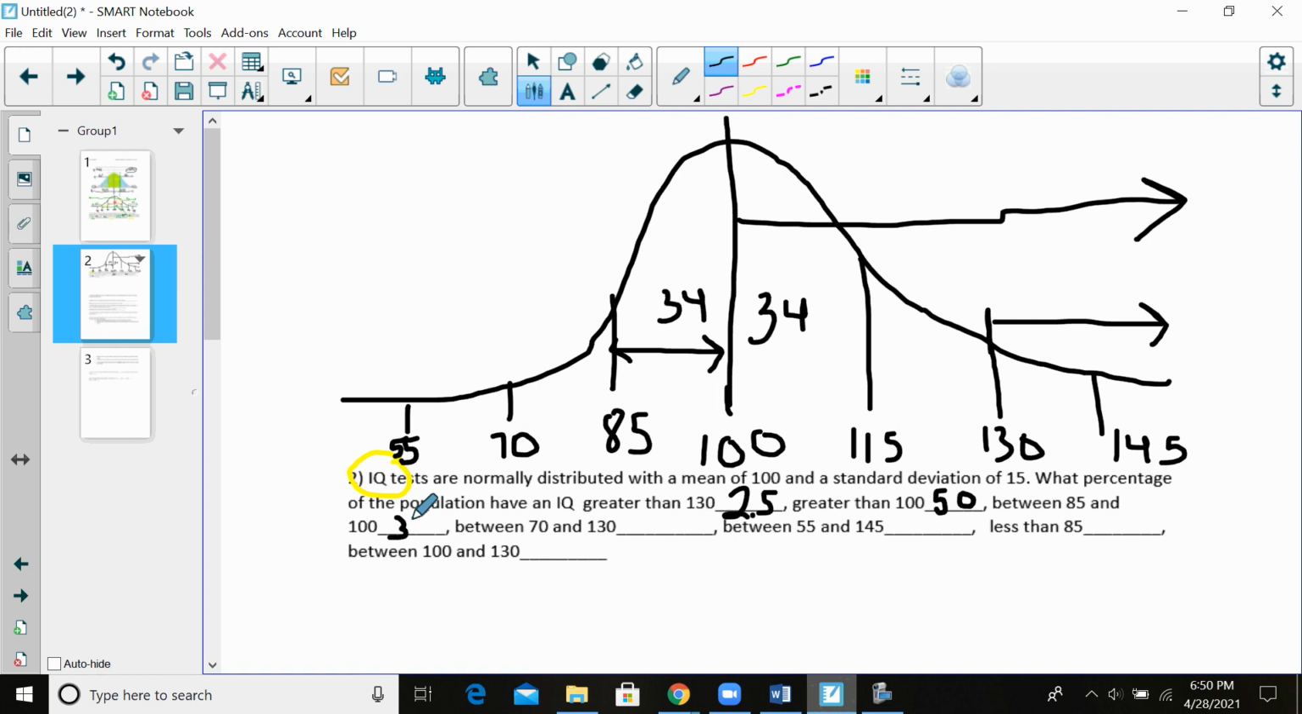Between 70 and 130. So here's our two standard deviations. Right, so that's our 95%. 55 to 145. So that's within 3 standard deviations. So that's our 99.7.